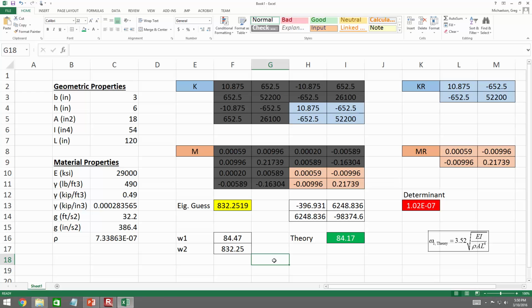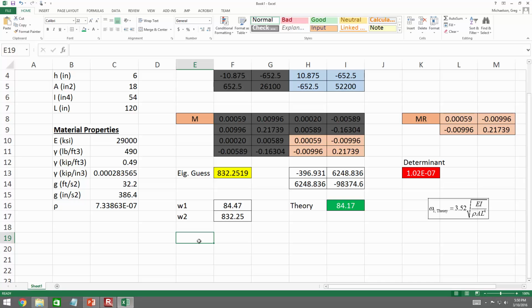All right, everybody good? One thing I do want to point out to you: these are your answers, right? These are your natural frequencies. But they are in radians per second. If you want hertz, an F1 and an F2, just take these numbers and divide them by 2 times pi.